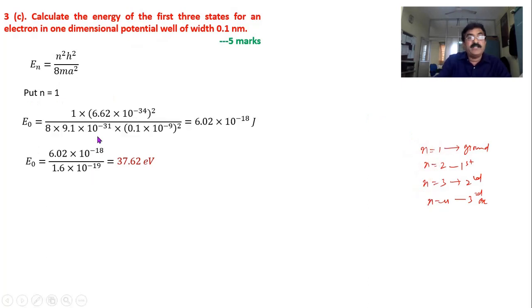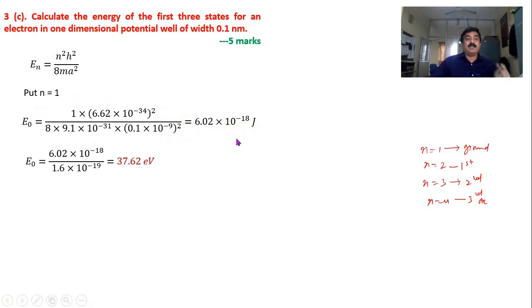When I substitute n is equal to 1 in the above equation, n becomes 1, h is 6.62 into 10 power minus 34 whole square divided by 8 into mass, 9.1, that is mass of the electron, into 10 power minus 31. a is 0.1 into 10 power minus 9 whole square. So after substituting and calculating, I get the answer here. Actually this is in joule.